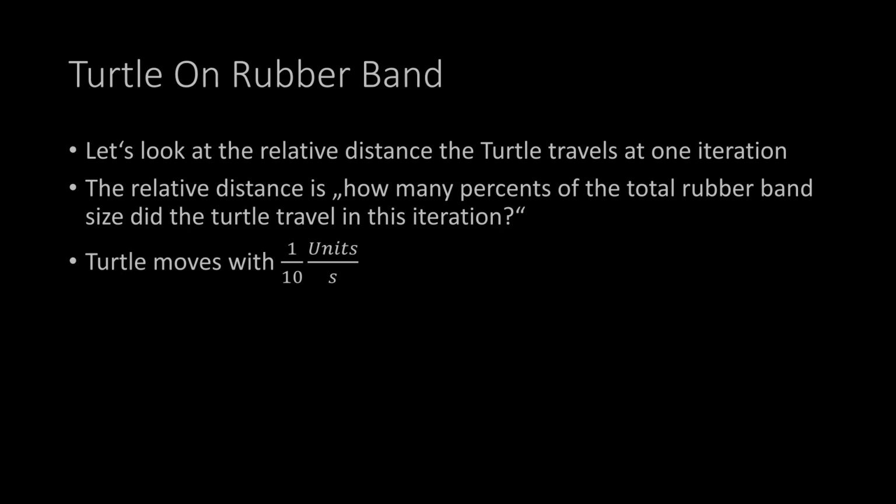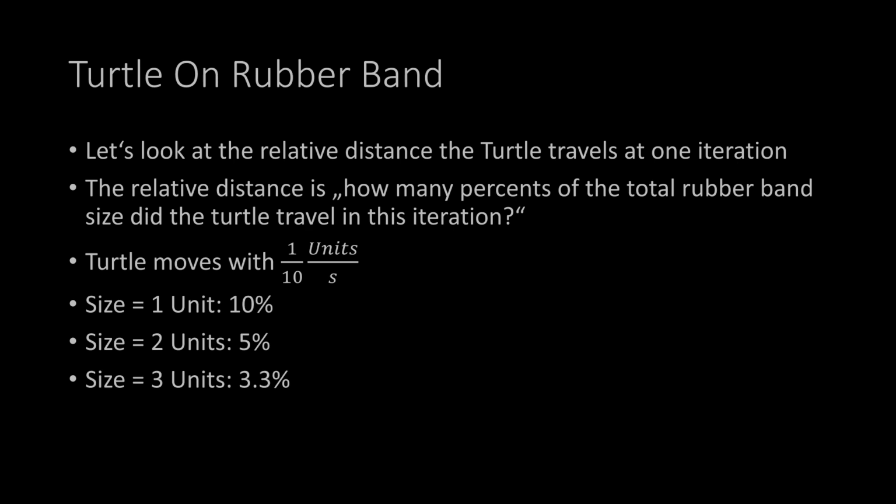The turtle moves with 1/10 unit per second, and if we have 1 unit size, that's just 10%. If we have 2 unit size, that's 5%. If we have 3 unit size, that's around 3.3%. And with n unit size, we have 10% times 1 divided by n, which is equal to 1/10 times 1 divided by n. So 10% is actually the same as 1/10, 1% is the same as 1/100th, and 100% is the same as 1.